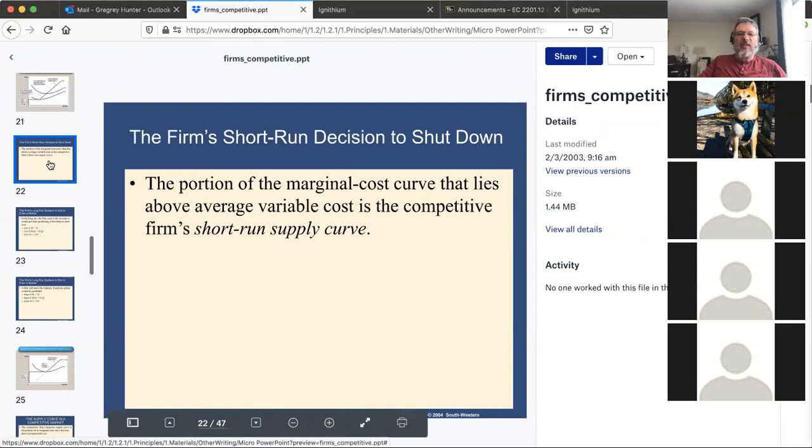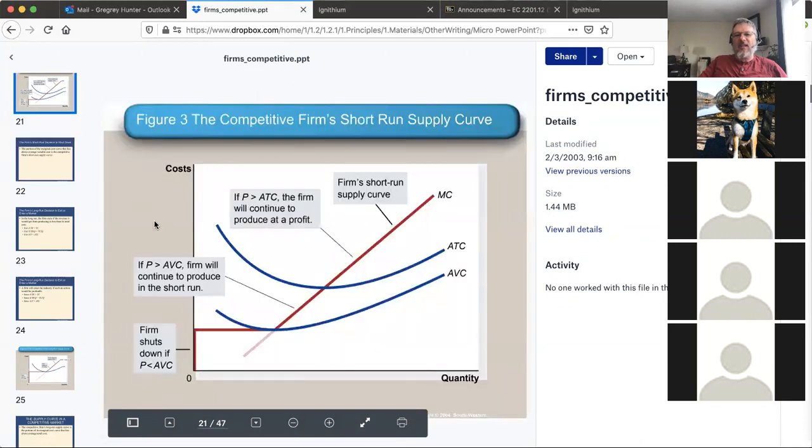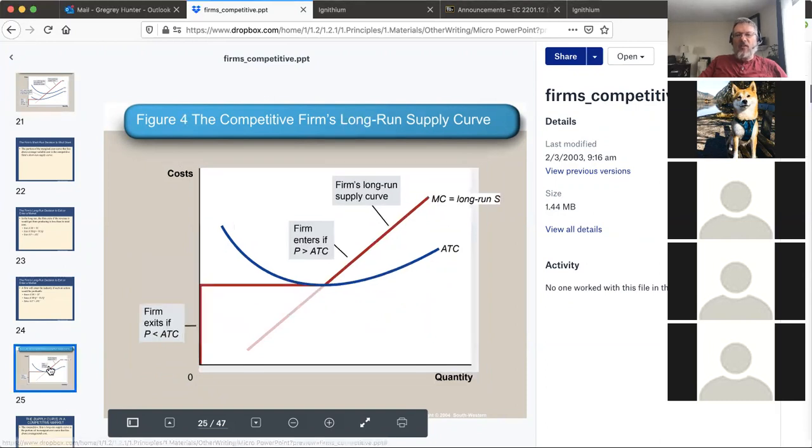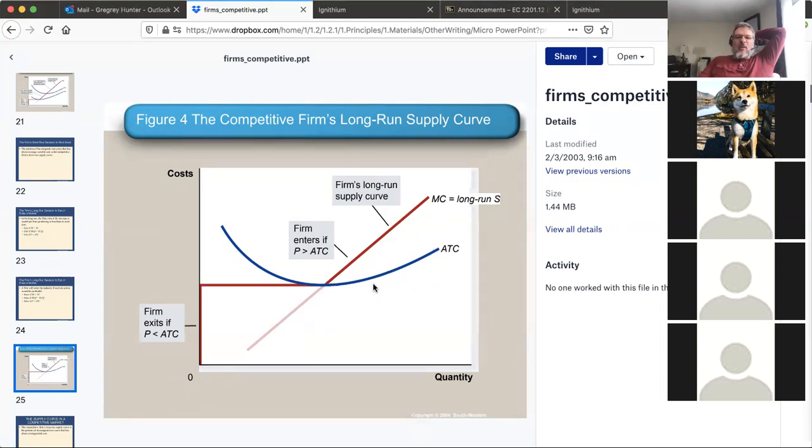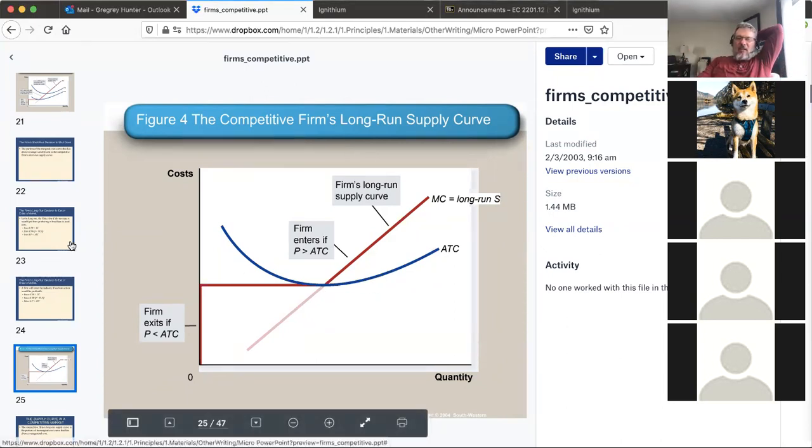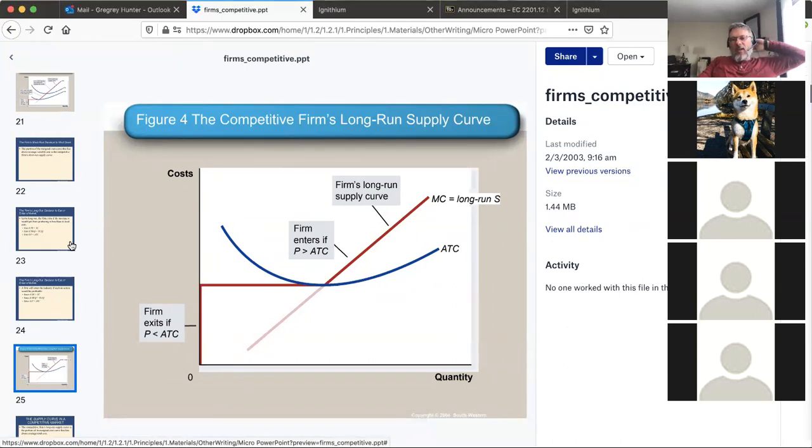Now the one thing that we didn't take into consideration was the difference between short run and long run decisions. So this is an example of the firm's short run supply curve. Its long run supply curve actually is going to be based on the minimum of the average total cost curve. So notice it says MC is equal to long run supply in this example. And there's a big long discussion about what it means to be in the short run versus what it means to be in the long run.